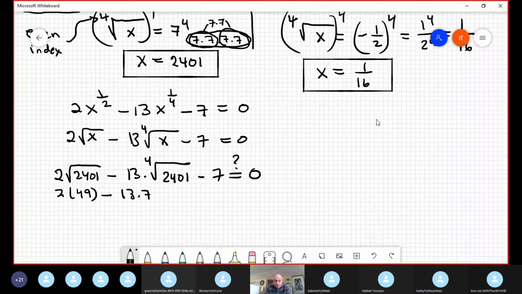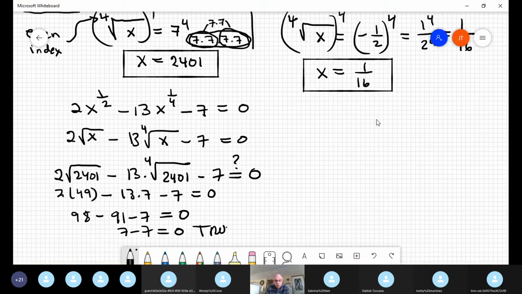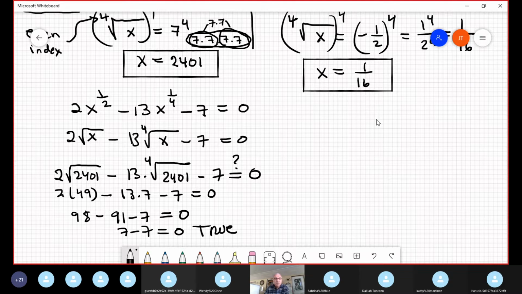You can put it in the calculator if you want. Minus 7 should be 0. So 49 times 2 is 98. And 13 times 7 is 91. Okay. 98 minus 91 is 7. Positive 7 minus 7 is 0. Super, it's true. Therefore, this solution is perfect.